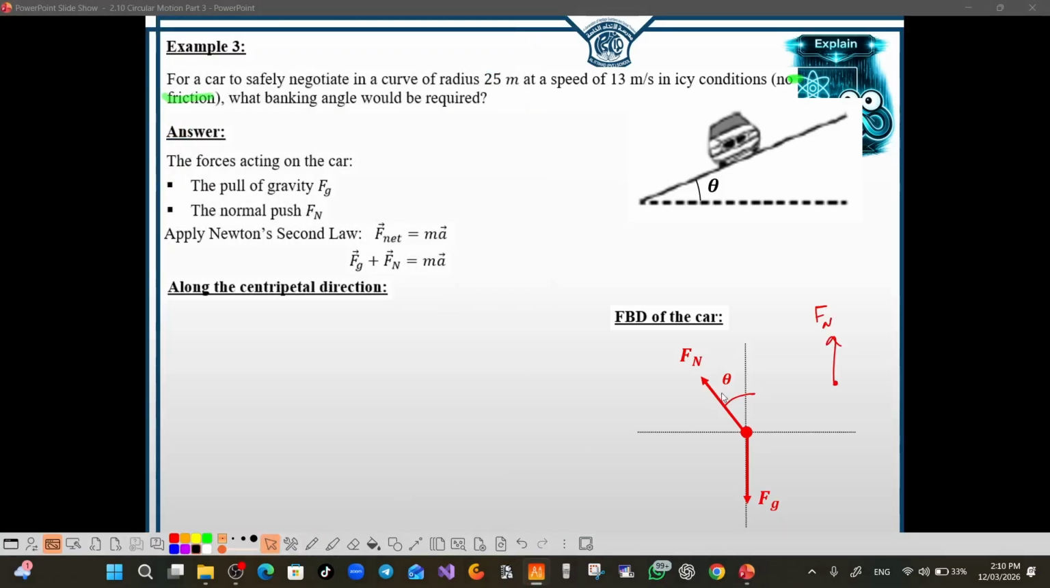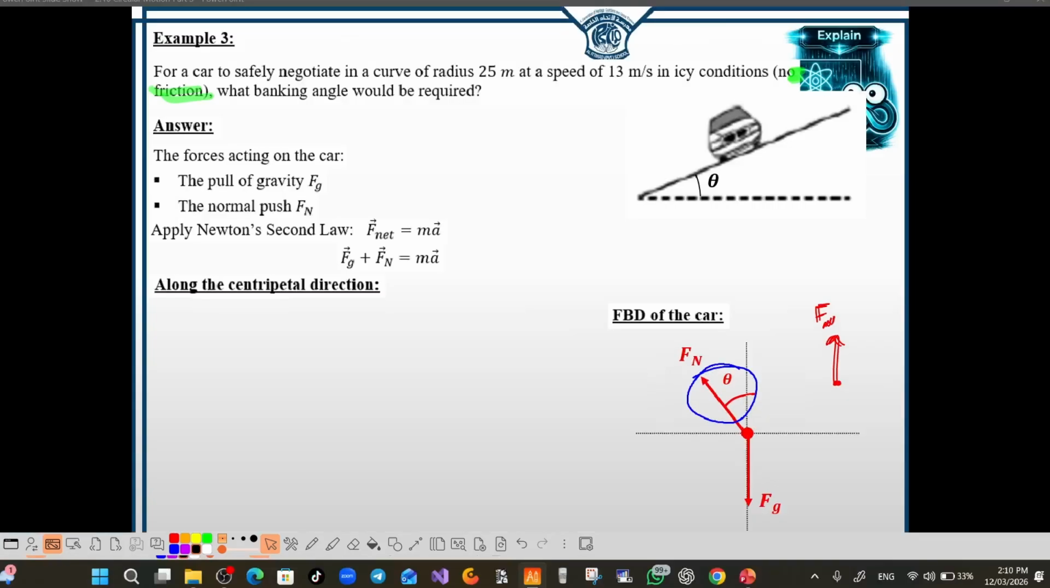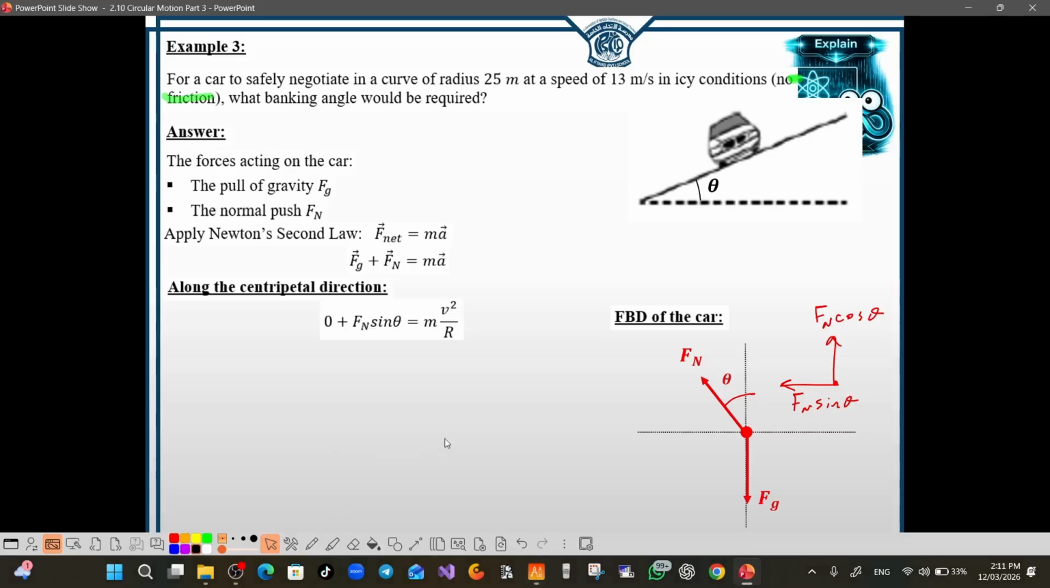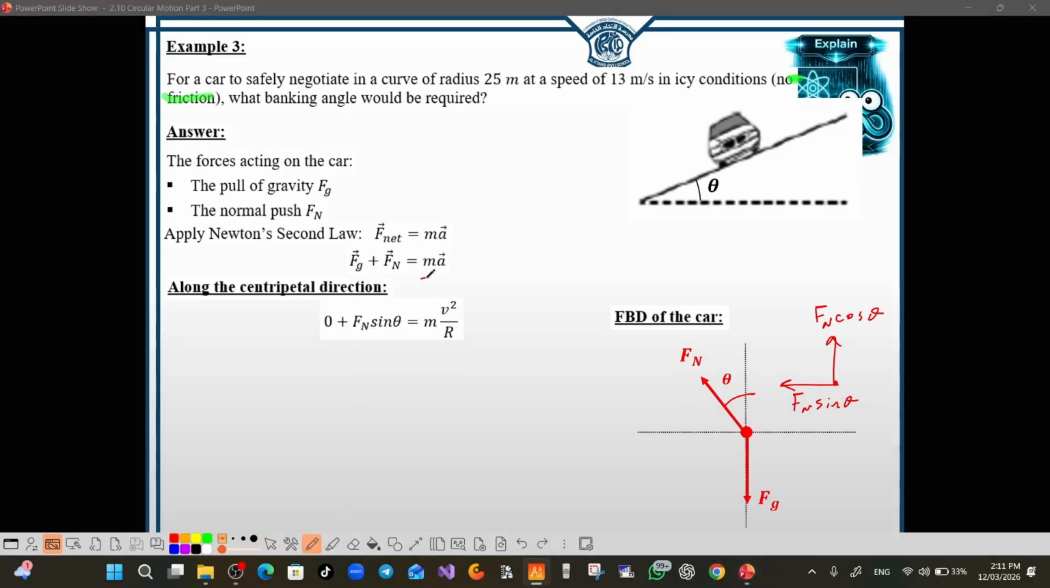So the angle is with respect to the y-axis here. Then this is Fn cosine theta. And for the second component, which is along the x-axis, it will be Fn sine theta. So Fn sine theta should be the centripetal force. Remember, in the centripetal direction in circular motion, we apply this formula, and we know the centripetal acceleration itself is equal to v squared over r.